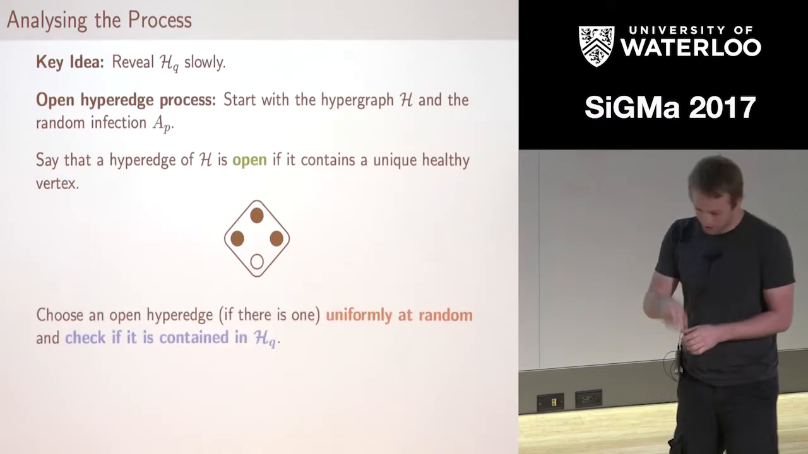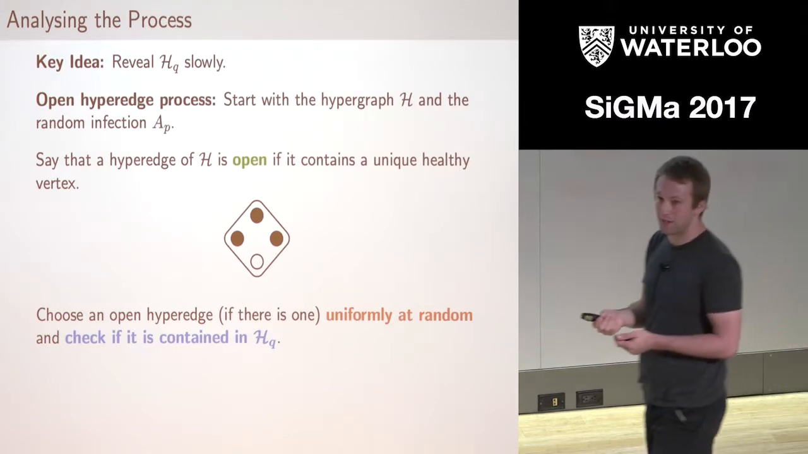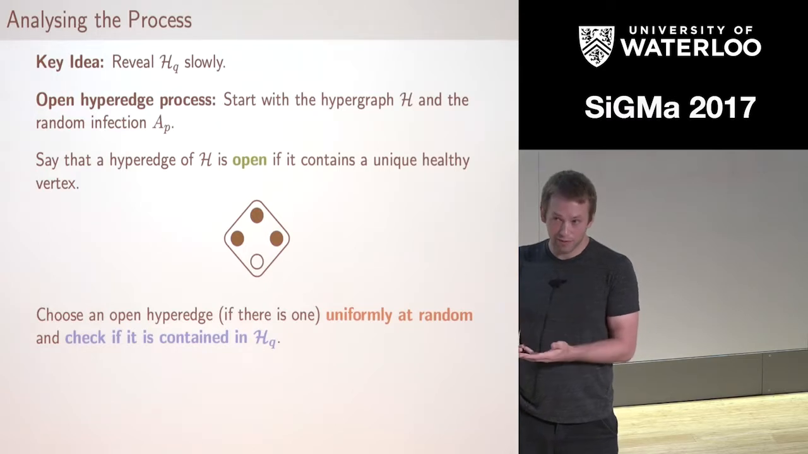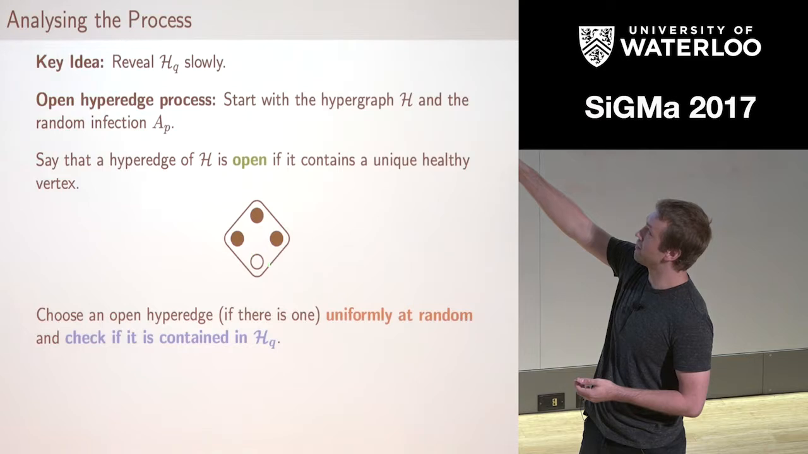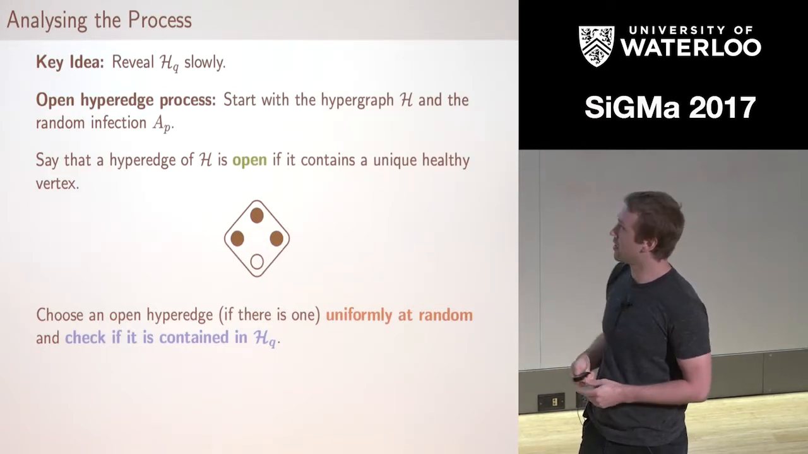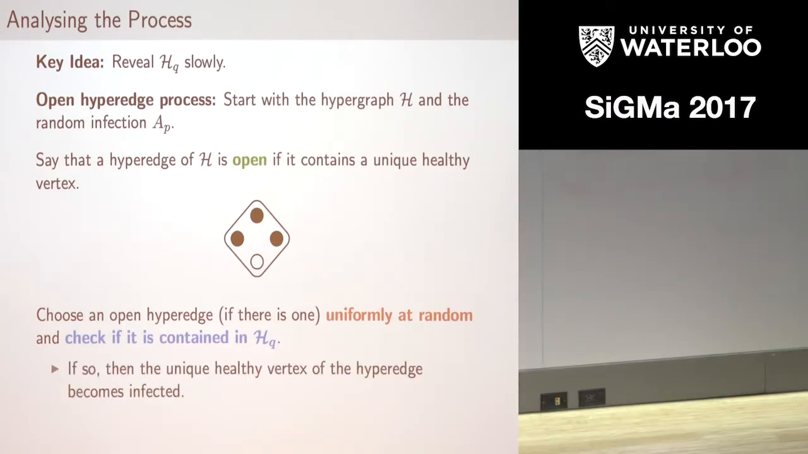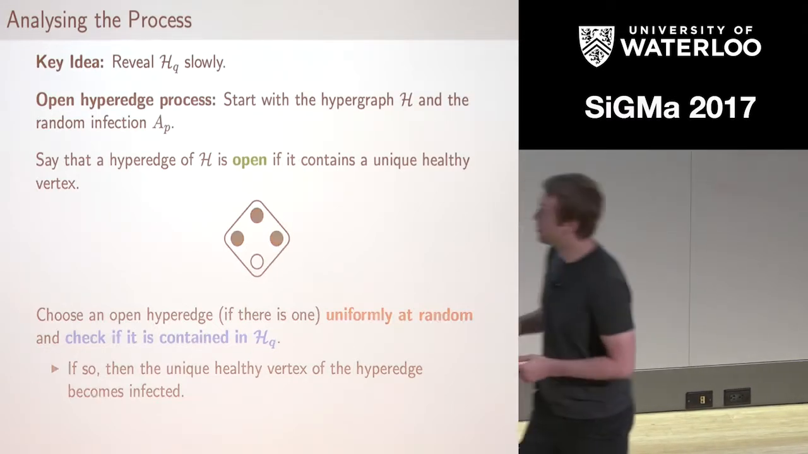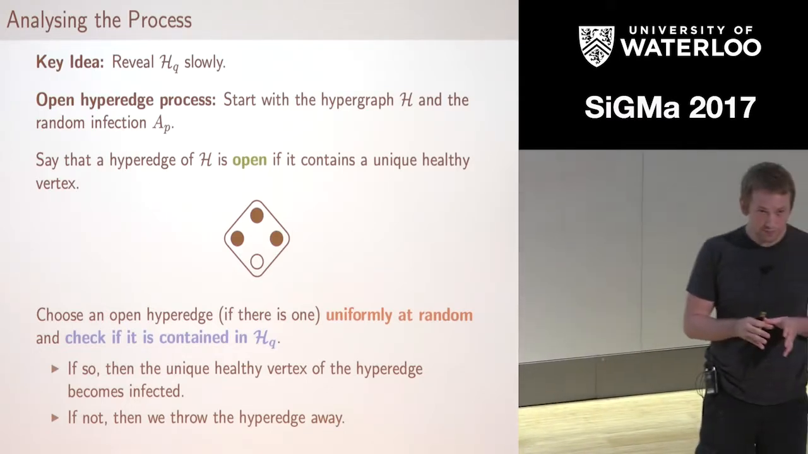Okay, so pick an open hyperedge at random, and now, once we've picked it, we check whether it's in the random hypergraph or not, okay? If it's in the random hypergraph, then this vertex here should become infected. The unique healthy vertex should be infected because, I mean, that's the rule of the process. So if it's in the random hypergraph, then we infect its unique healthy vertex, and then we throw the hyperedge away. And if not, we just simply throw the hyperedge away, okay, without changing the infection.